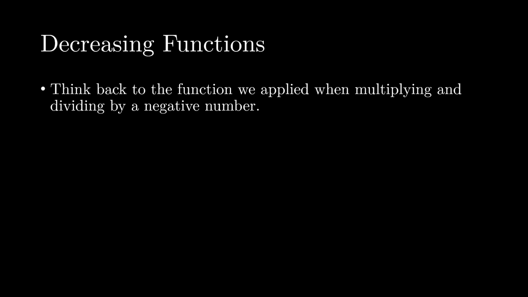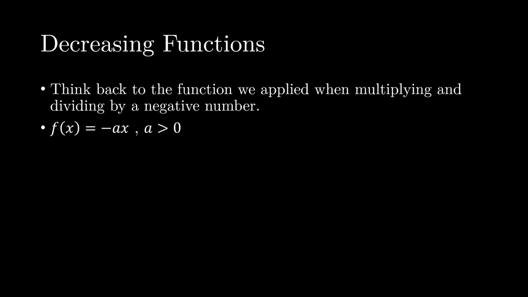So let's think back to the function we applied when multiplying and dividing by a negative number. Well, what we really did then was add a negative sign and scale it, right? So the function might look something like this, where f of x is equal to negative ax, where a is greater than 0. We can't have a as less than 0 because then the negatives would cancel out, and then we'd no longer be multiplying or dividing by a negative number.